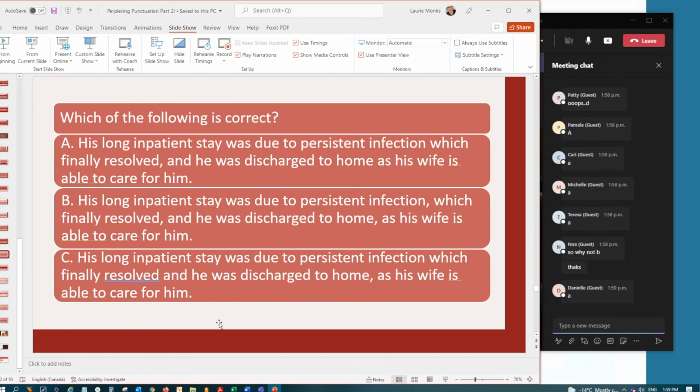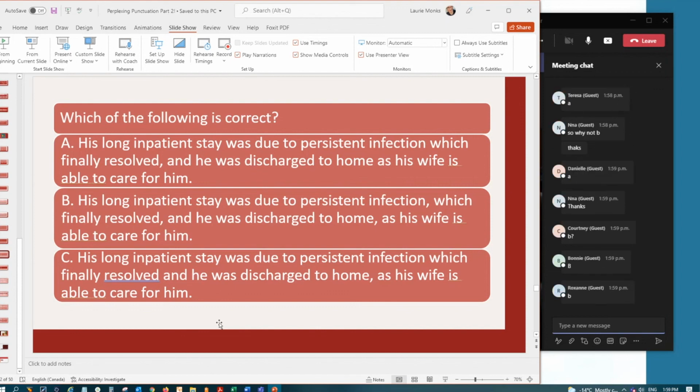Which of the following is correct? His long inpatient stay was due to persistent infection, which finally resolved, and he was discharged to home as his wife is able to care for him. Got a bunch of B's there.